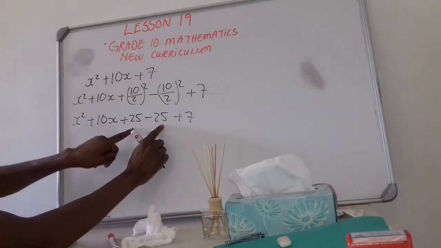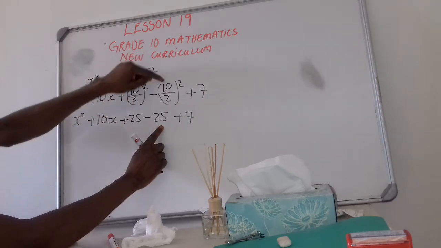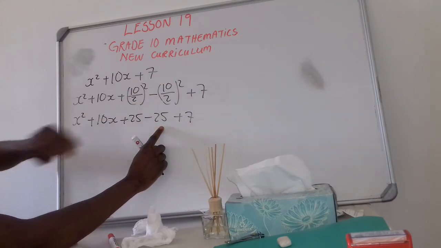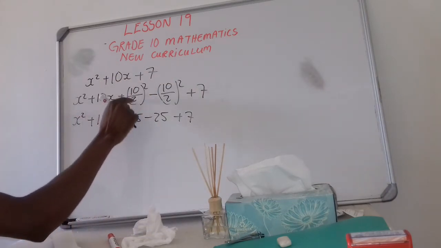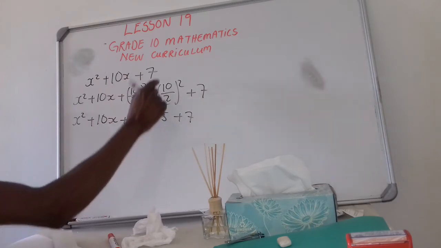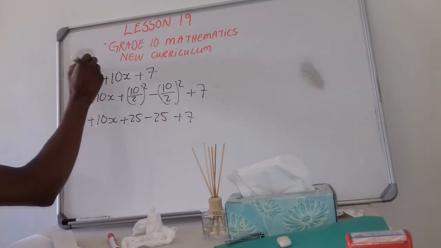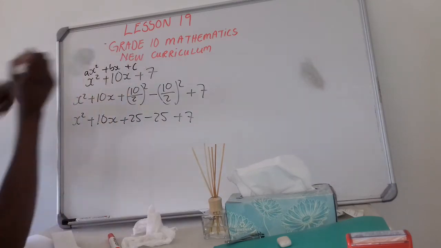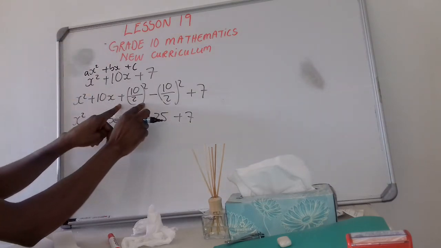Where are they coming from, by the way? 10 divided by 2 is 5. 5 squared is 25. So when you are completing the square, you take the b term, you divide by 2, then you square it, then you take it away: b divided by 2, everything squared. So this is our b term. Remember, ax squared plus bx plus c. So you take the b term, divide by 2, you introduce it, and you take it away at the same time.